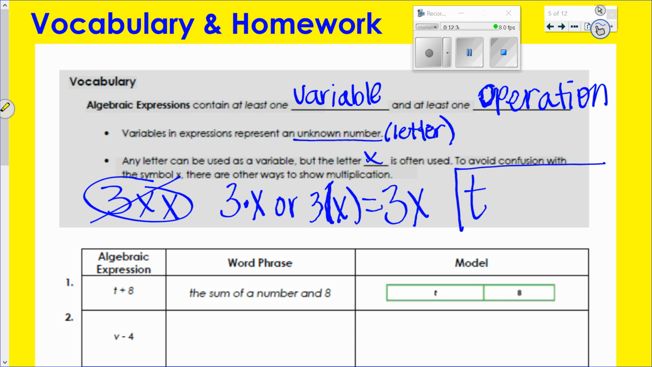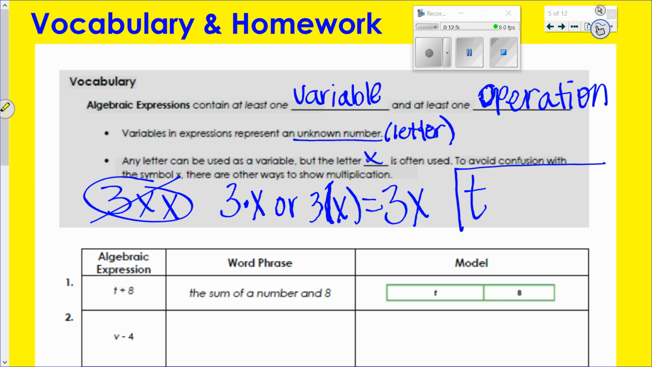A lot of times when you're writing an expression for the total of something, you'll say let T equal total, and then you get super confused as you're working because it looks like plus plus instead of T plus, or T minus. So T is a common variable that people get confused with.